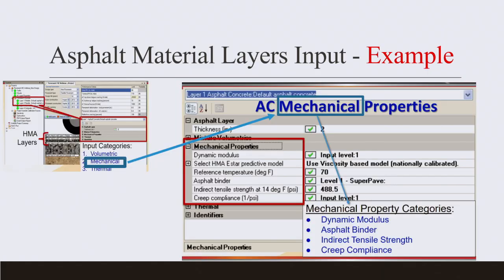Okay, so other mechanical properties of your material that you put in are your dynamic modulus, your asphalt binder, and normally you get your indirect tensile test and your creep properties, or your creep compliance. I believe we all know what creep is. And when you do the IDT, you get your creep compliance also from your test.